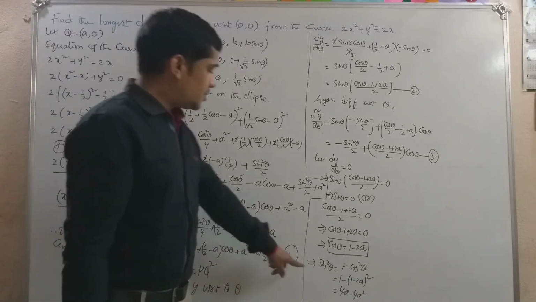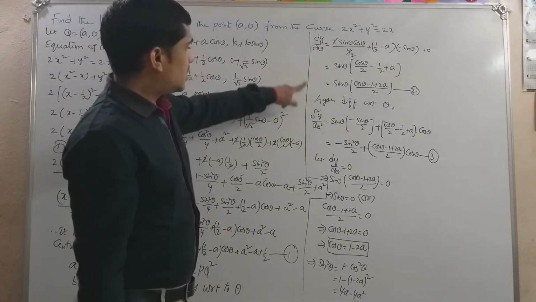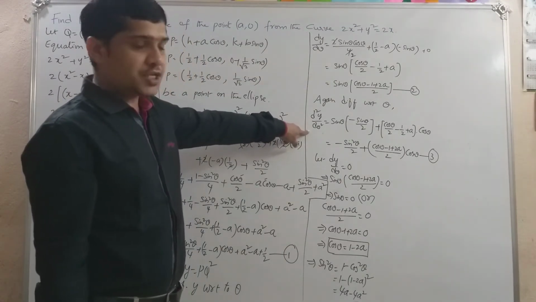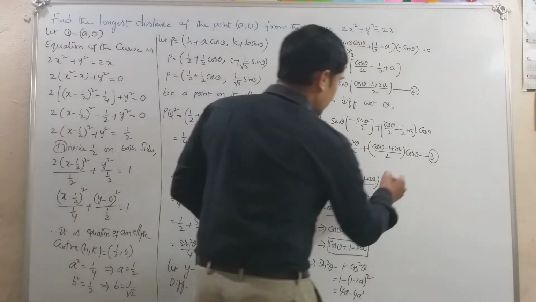Now let me substitute the value of cos theta in this second derivative, and calculate whether it is positive or negative. So let me continue here.